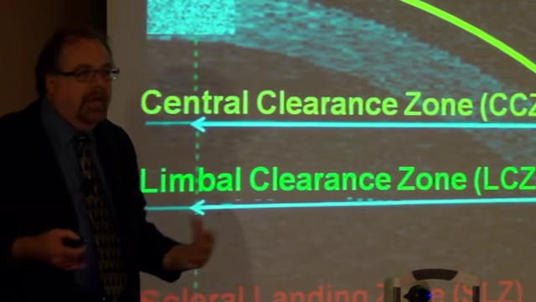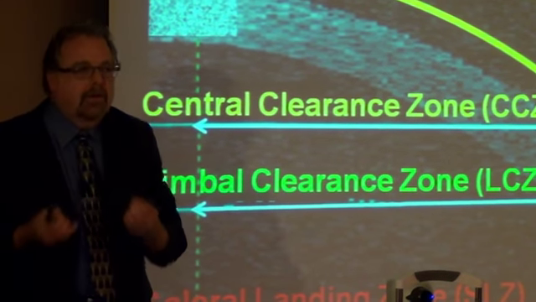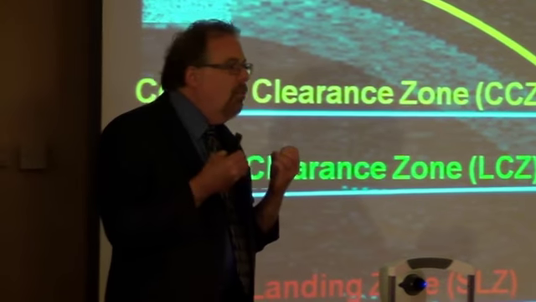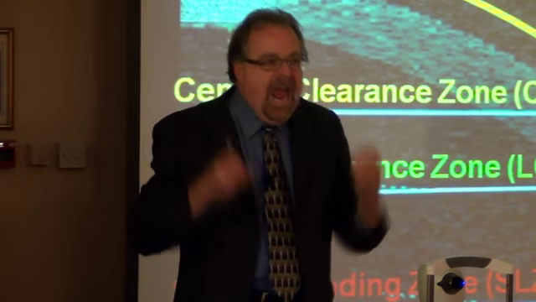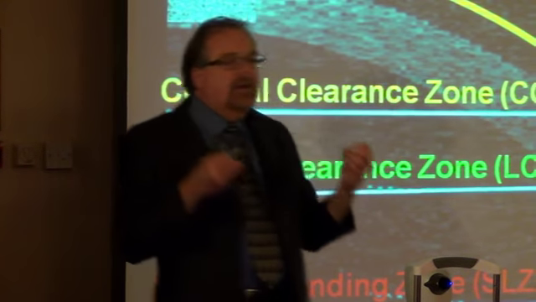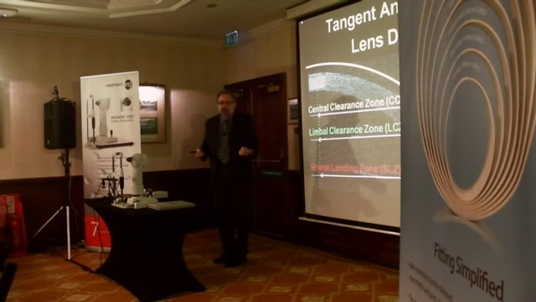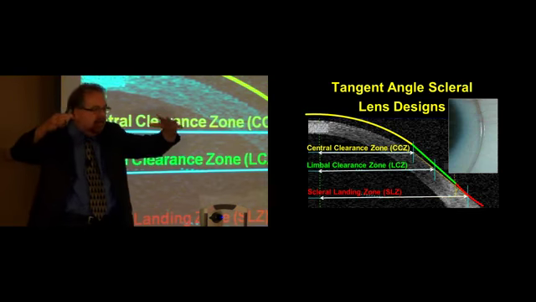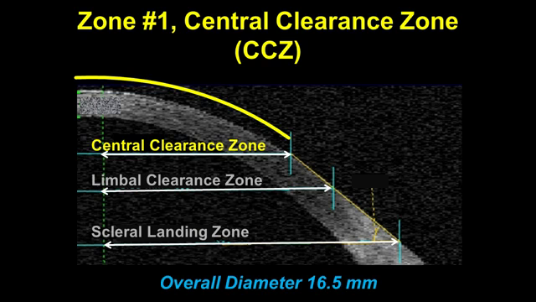So virtually all what we do with scleral lenses is related to one word, and that is clearance. We need to clear everything. We need to clear the cornea. We need to clear the peripheral cornea. We need to clear the limbus, and then let the lens land on the sclera.